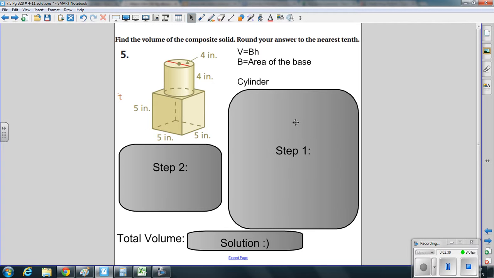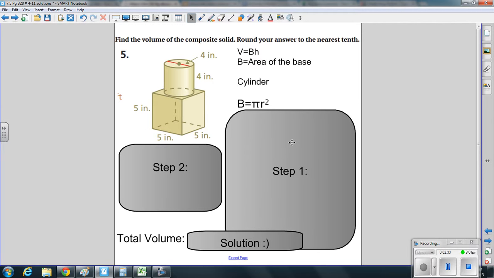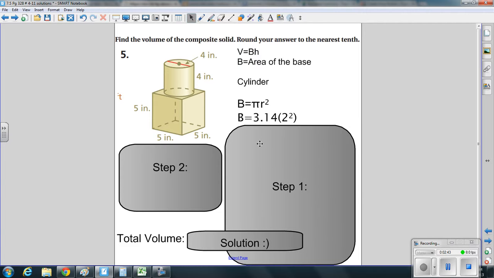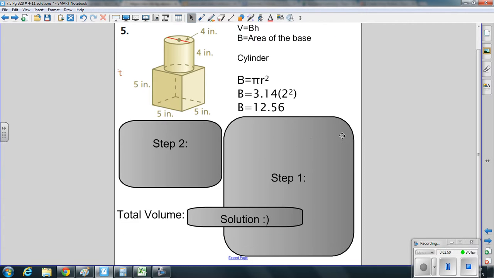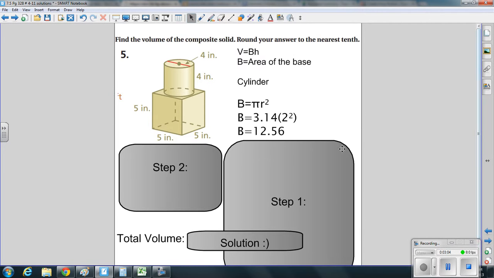So for the cylinder, we're going to find area of the base. So the formula we need is pi times radius squared. All we're doing is the B part of the formula. So B equals 3.14. The red line represents the diameter. We want the radius, which is half. So half of 4 is 2 to the second power. And if you use your calculators and do 3.14 times 2 squared, we get 12.56. So that's just the area of the base.